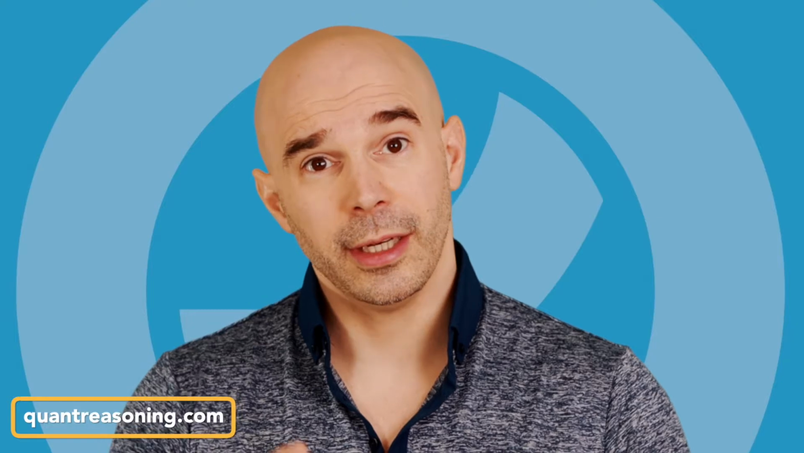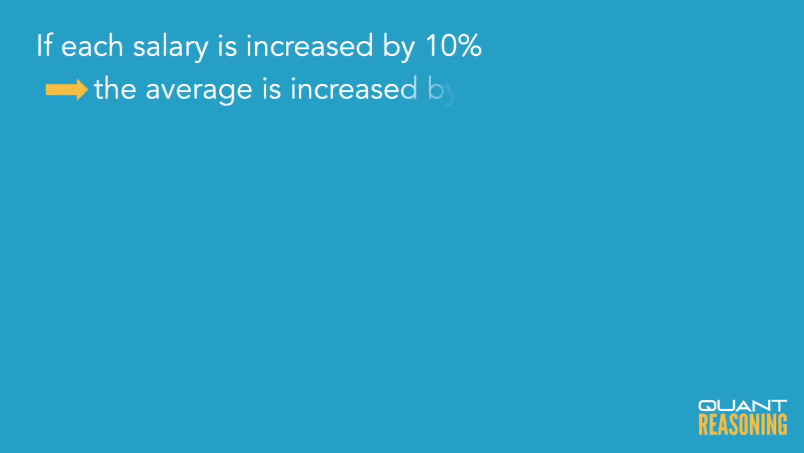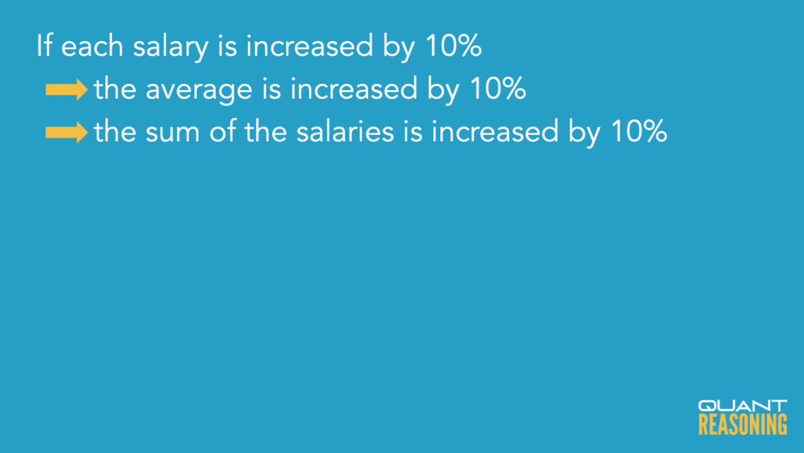The short way requires a deeper conceptual understanding of how average interacts with sum and with percent change. So the fast way to solve this question is to say, look, if each of the salaries is increased by 10%, then the average of the salaries is also increased by 10%, and the sum of the salaries is also increased by 10%. This is because a percent change is multiplicative.